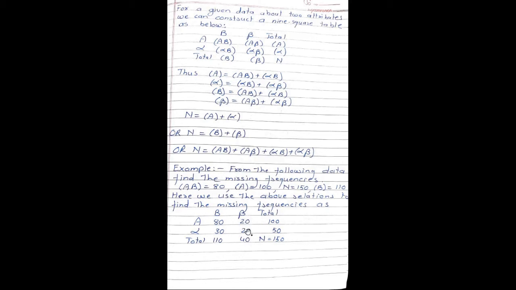40 minus 20 will be 20. 50 minus 20 will be 30. So alpha B value is 30. Alpha beta value is 20. A beta value is 20.